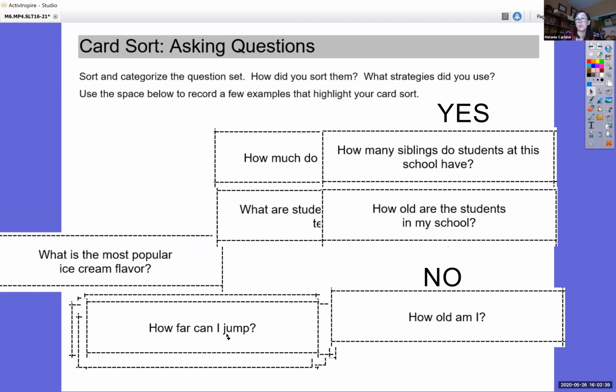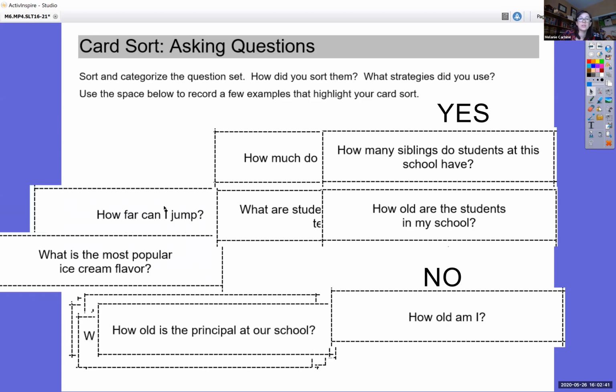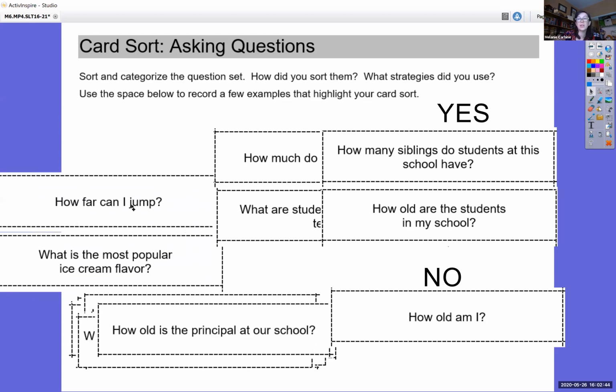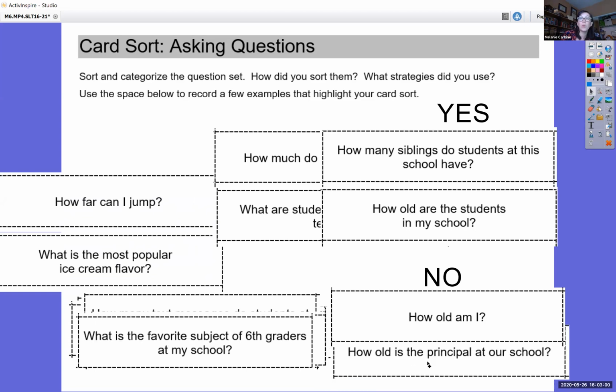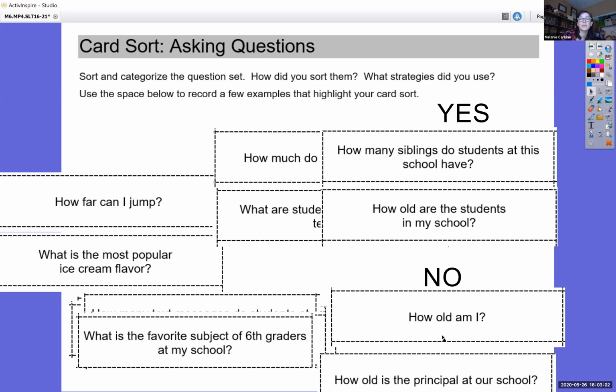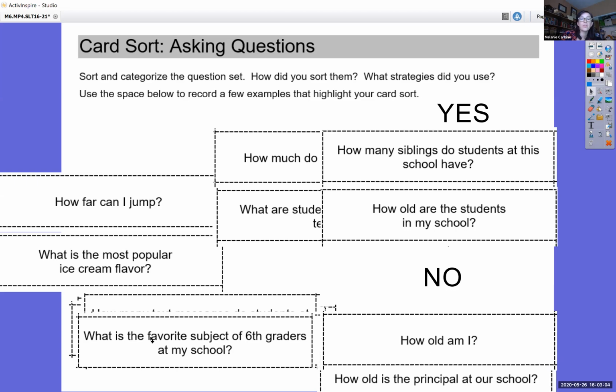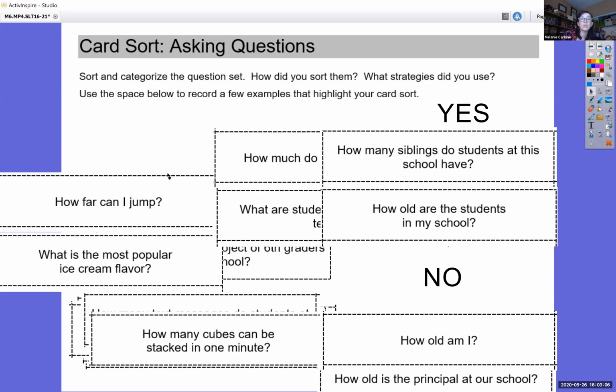Also, how far can I jump? This one is still statistical though, and it's one that I recommend you actually try out, because you can do it at home. But you have to jump like 5 or 10 times and measure it. You'll get a different answer each time. How old is the principal? Not statistical. She also probably doesn't want you asking. What is the favorite subject of 6th graders at my school? That's statistical. You can get different answers.